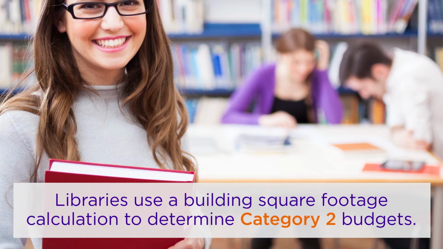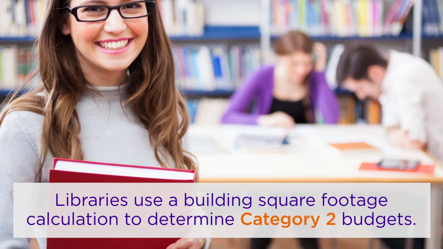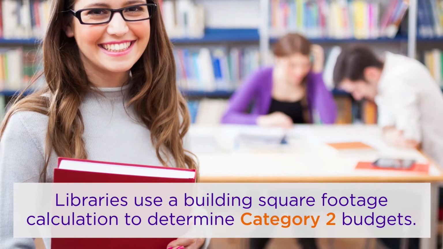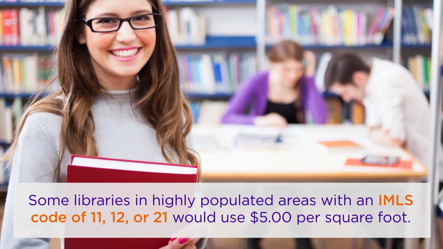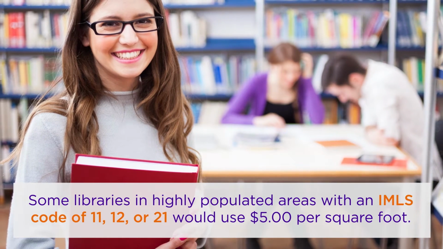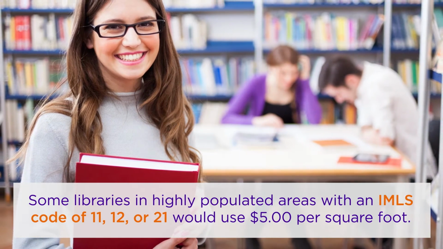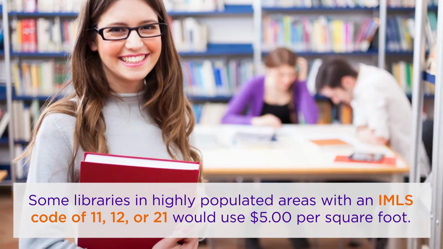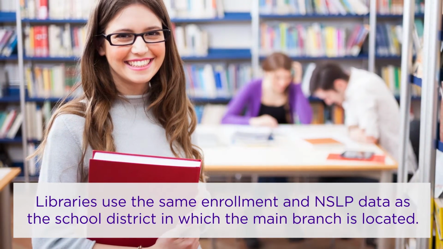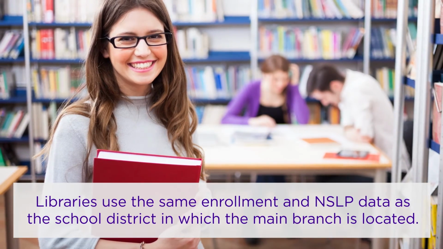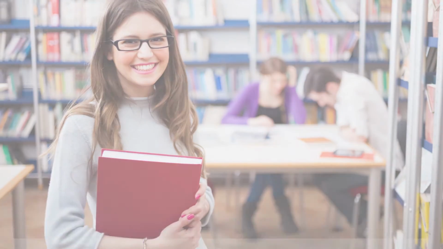Libraries would use a building square footage calculation to determine Category 2 budgets. Most libraries use $2.30 per square foot. However, some libraries in highly populated areas with an IMLS code of 11, 12, or 21 would use $5 per square foot. Libraries use the same enrollment and NSLP data as the school district in which the main branch is located.